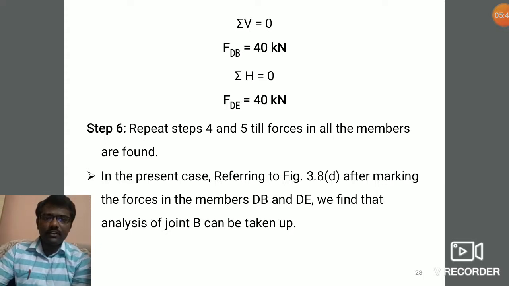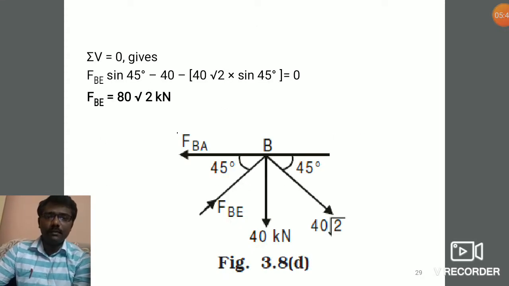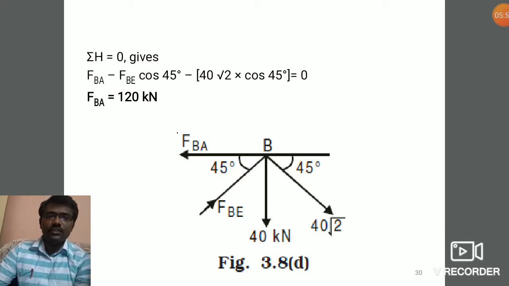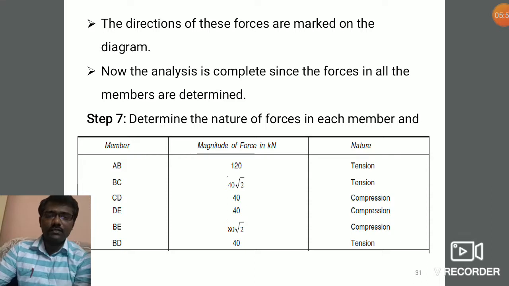summation of H equal to 0. Similarly, we repeat the same steps for all the members by selecting the individual joints in such a way that only two member forces are unknown, and we apply summation of V equal to 0 and summation of H equal to 0. So we will get the member forces for the whole truss. Finally, we tabulate the results in the form of member, magnitude of force in kilonewton, and nature of force, tension or compression.